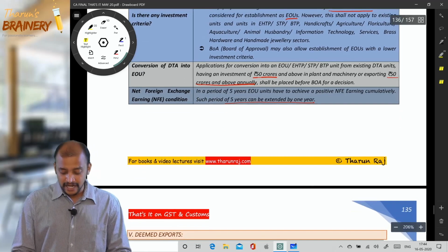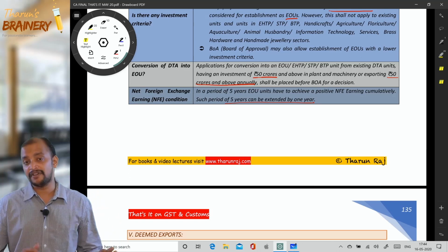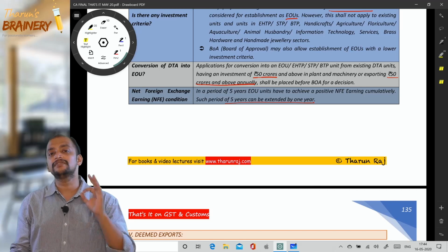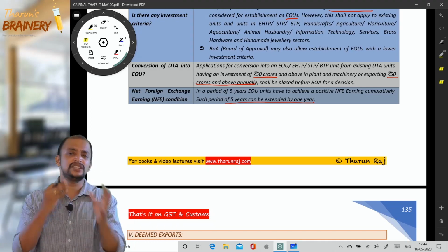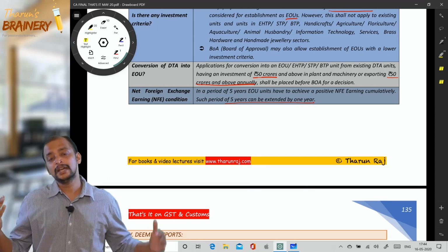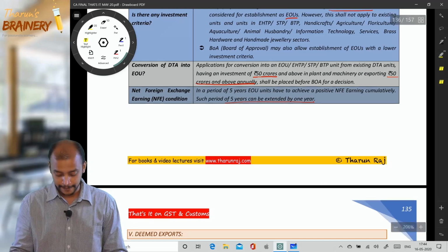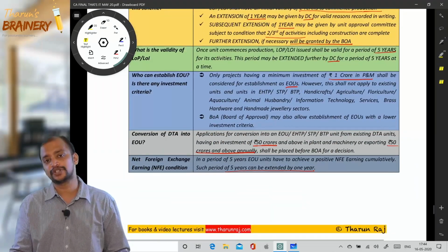Then the NFE condition. Yes, they have a validity of 5 years. In 5 years, they will be making imports and exports. So they should achieve positive NFE for a period of 5 years. Cumulatively, if you see, initially there may not be positive NFE, but over 5 years cumulatively there should be some positive NFE. So these are the conditions with respect to export promotion zones.